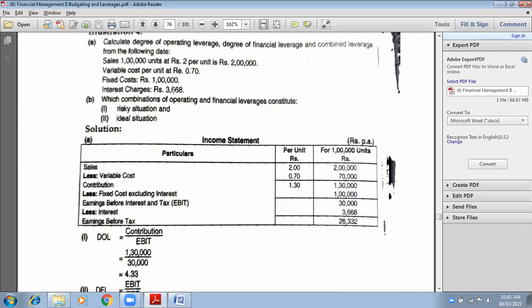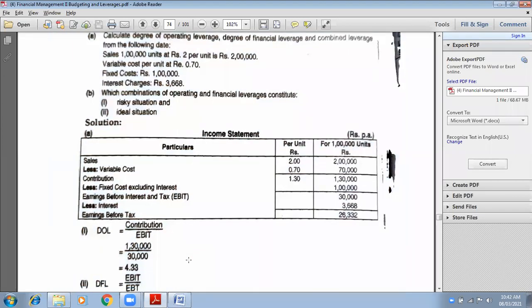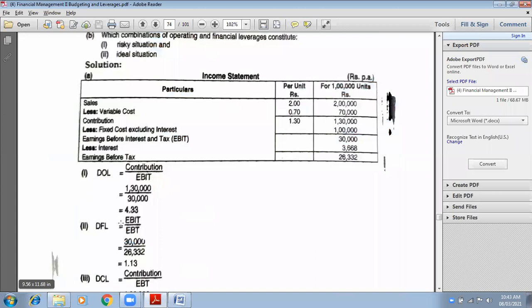Interest charges are already given. Interest means interest on borrowed funds, 3,668. You deduct this from EBIT and you get EBT. Now everything is there in the income statement. Now you need to find all the formulas. DOL is contribution upon EBIT. Contribution is 1 lakh 30,000 and EBIT is 30,000, and you will get the answer.